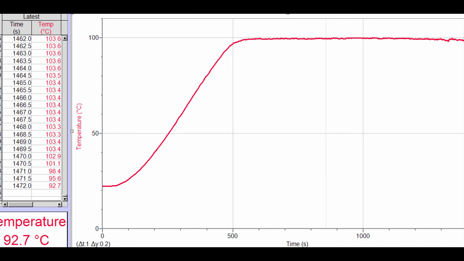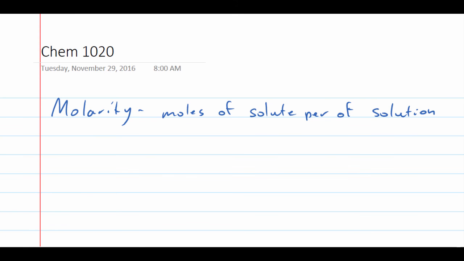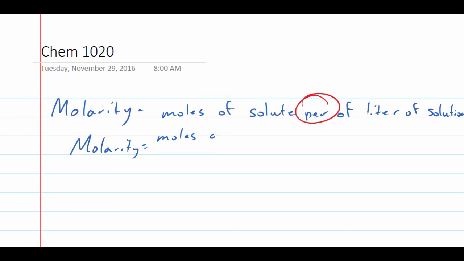All right, so with this in mind, let's go back to molarity. Molarity is the moles of solute per liter of solution. And if it's moles of solute per liter of solution, what does the word per mean to do mathematically? Division. Means to divide. So that means that molarity is equal to moles of solute divided by liters of solution.